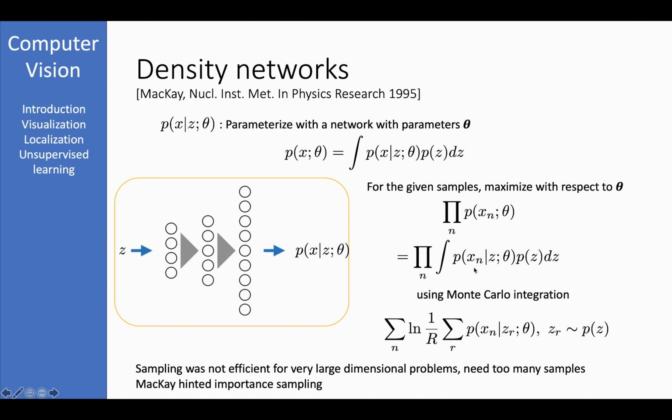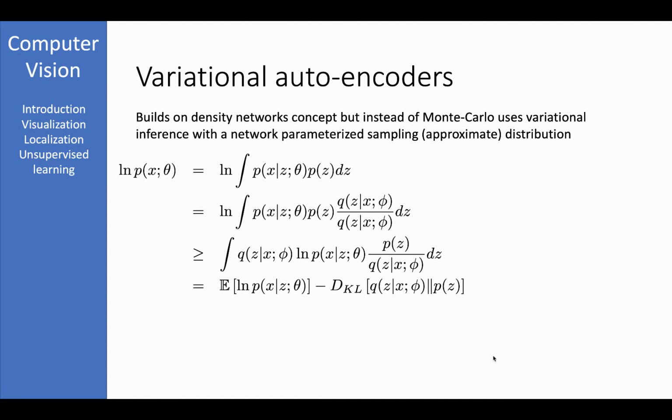Instead, what David McKay does is use Monte Carlo integration. What that means is I sample from Z, and I evaluate P(x given z), like the version shown here. Now, this was efficient for lowish dimensional latent spaces, but the sampling is not efficient for even slightly larger dimensional problems. If Z has 25 dimensions, then this Monte Carlo integration will also not be efficient. McKay hinted at something called importance sampling, and that led to the development of variational autoencoders.